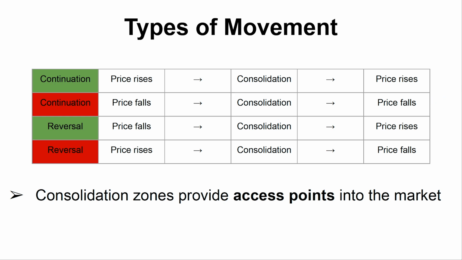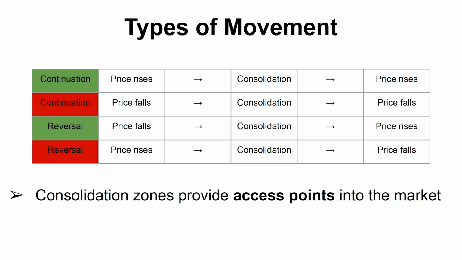Now let's talk about the other type of movement, reversals. When price falls, then consolidates, and then actually reverses and rises, this is called a bullish reversal. And you'll usually find this at the bottom of a downtrend. On the other hand, when price rises, then consolidates, and then finally reverses and falls, this is called a bearish reversal, and it's often found at the top of an uptrend.